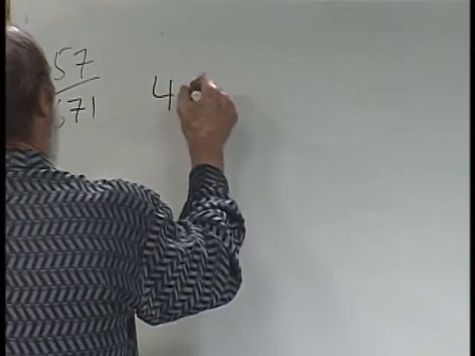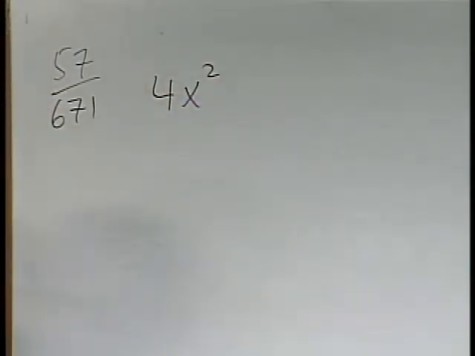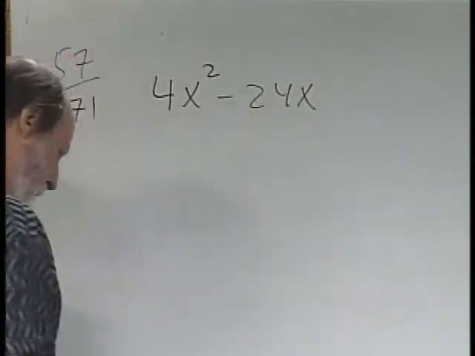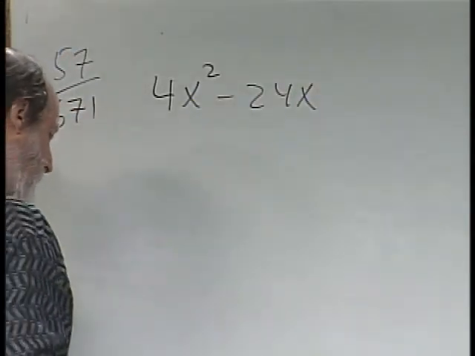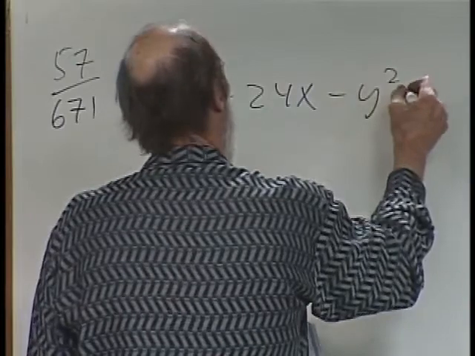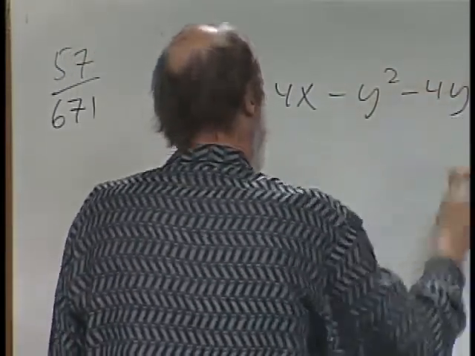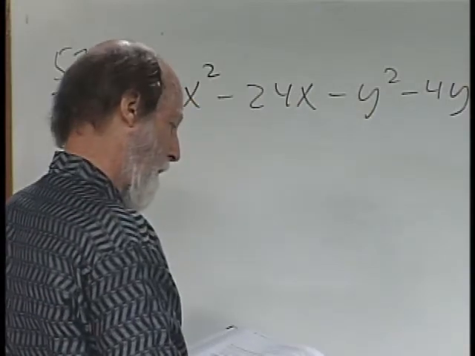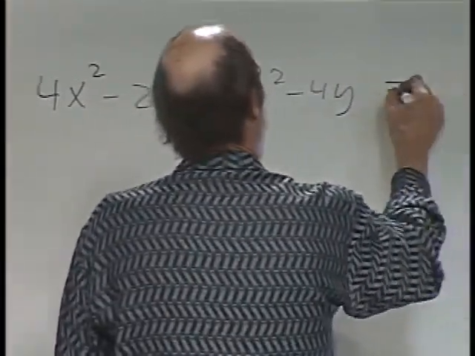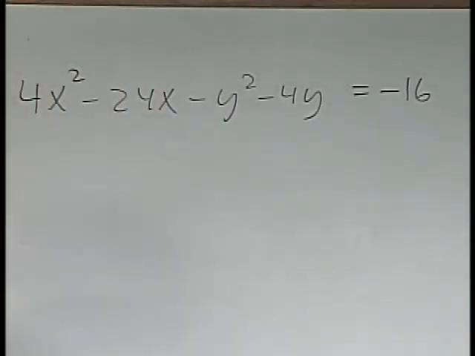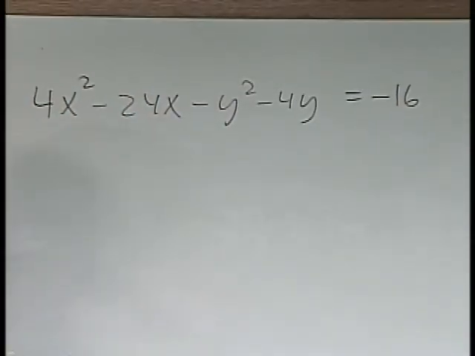I'm going to separate the variables as I mentioned. 4x squared minus 24x, followed by the y terms, minus y squared, minus 4y. And then I'm going to take the positive 16 and move it over to the other side of the equation, negative 16, by subtracting 16 from both sides. So there's our equation.